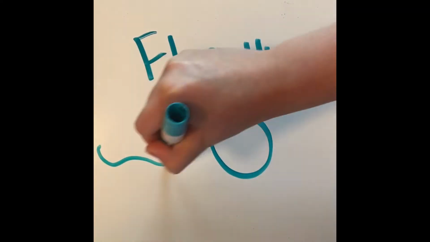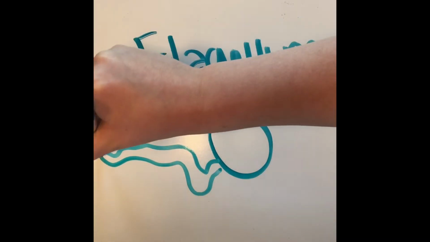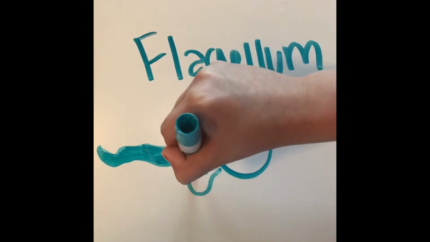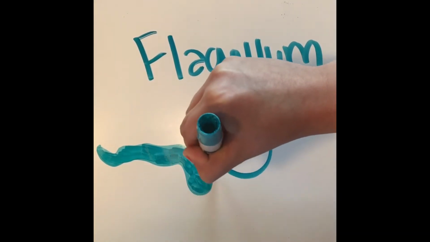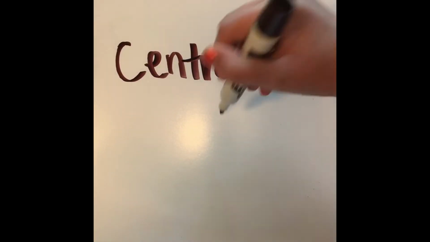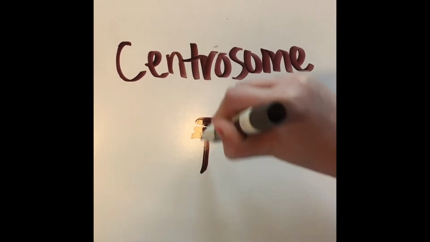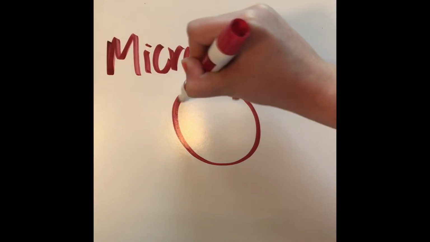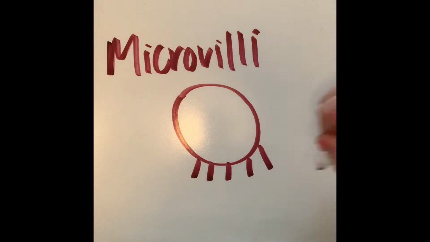The flagellum is an extension of the plasma membrane that is responsible for locomotion in some animal cells. The centrosome is the region of the cell where the microtubules are initiated. Microvilli are tiny projections on the outside of the cell that increase the surface area.